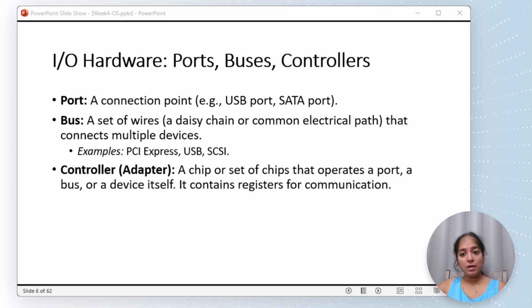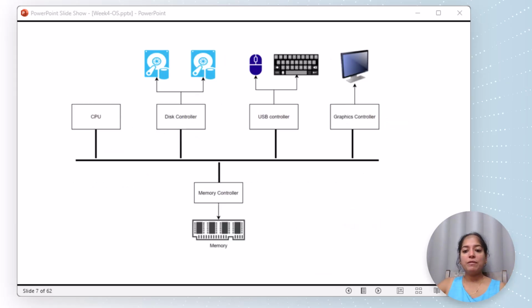Then we have the controller, also known as an adapter. These work as a translator between the CPU and the device. It manages device specific tasks, like moving a disk head or converting data signals. The controllers contain registers that the CPU reads and writes for control and status. Whenever we need to communicate with the controllers, we require the input output registers.